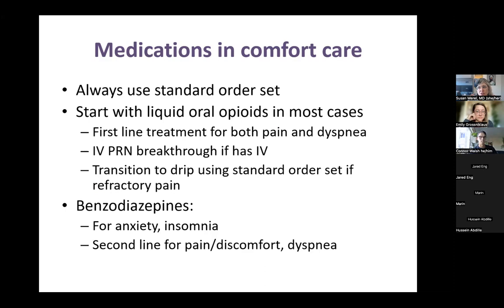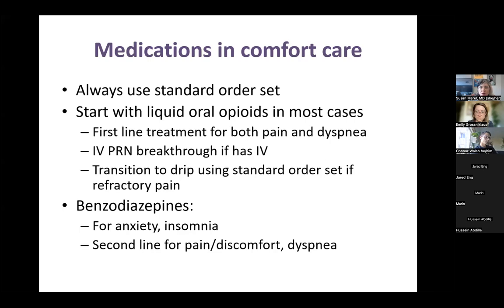We generally should be starting with the liquid oral opioids as first-line treatment for both pain and dyspnea. If they have an IV, then by all means add some IV PRN breakthrough. If somebody has refractory pain, then switch to the drip, and that should be a common sign out in your comfort care patient: doing well on X amount of liquid oral or IV. Go into the comfort care order set and transition to a drip if they have refractory pain.